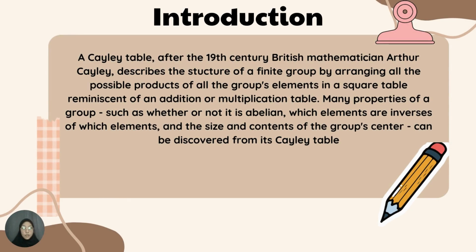A Cayley table, after the 19th century British mathematician Arthur Cayley, described the structure of a finite group by arranging all the possible products of all the group's elements in a square table reminiscent of an addition or multiplication table. Many properties of a group, such as whether or not it is abelian, which elements are inverses of which elements, and the size and contents of the group center can be discovered from its Cayley table.